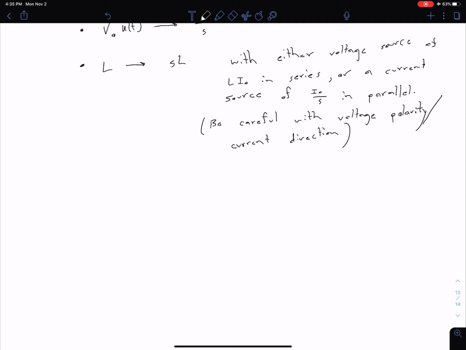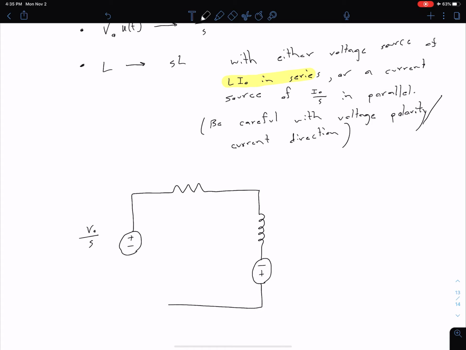But for this example, let's say we're going to go with this L I0 voltage source in series. So we have our voltage source that's being switched in, so we said that's going to be our V0 over S value. And we have our resistor, which is unchanged. And then our inductor is going to be replaced by the inductance, which has impedance SL, and a voltage source in series. So negative polarity at the top, positive at the bottom, and we get something that looks like this.